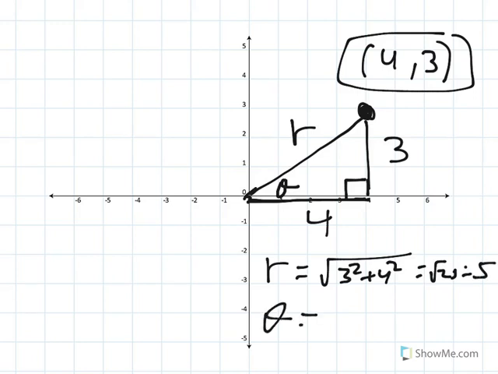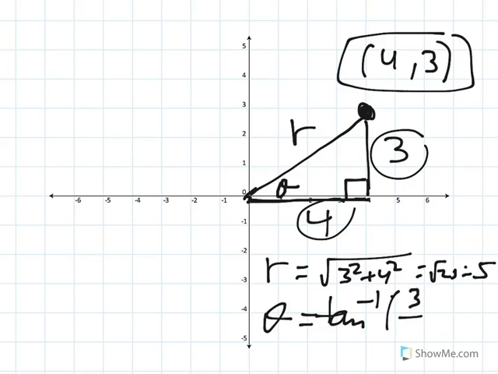And for theta, I'll use tan inverse. Tan is opposite over adjacent. So in this case, that's 3 over 4. And you type that into your calculator. Make sure you're in degree mode, and you get 36.9 degrees. Now, let's call this 5, and this 36.9 degrees.